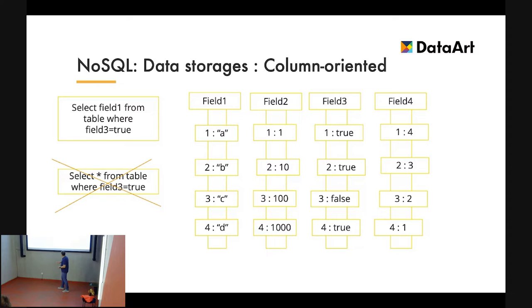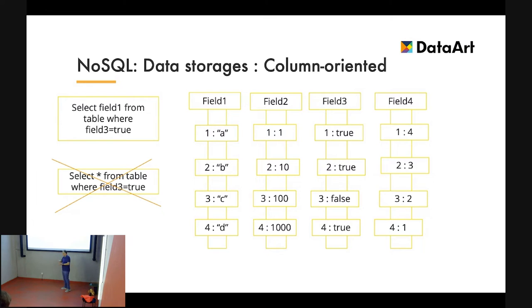But it is a different situation with column-oriented stores. Data for one field is stored in one column, and when we append a row, for example, we make an insert request, our database will create or maybe extend each column in which we append data.